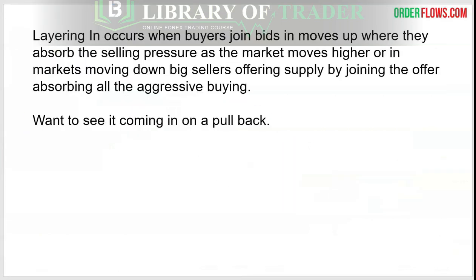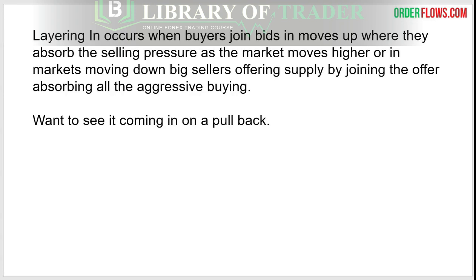All right, so the next setup is layering in. And layering in occurs when buyers join bids and moves up, where they absorb the selling pressure as the market moves higher, right? Or in markets moving down, big sellers offer supply by joining the offer, absorbing all the aggressive buying. Ideally you want to see it coming in a pullback, but it's not always going to appear in a pullback. It can occur in an existing move.